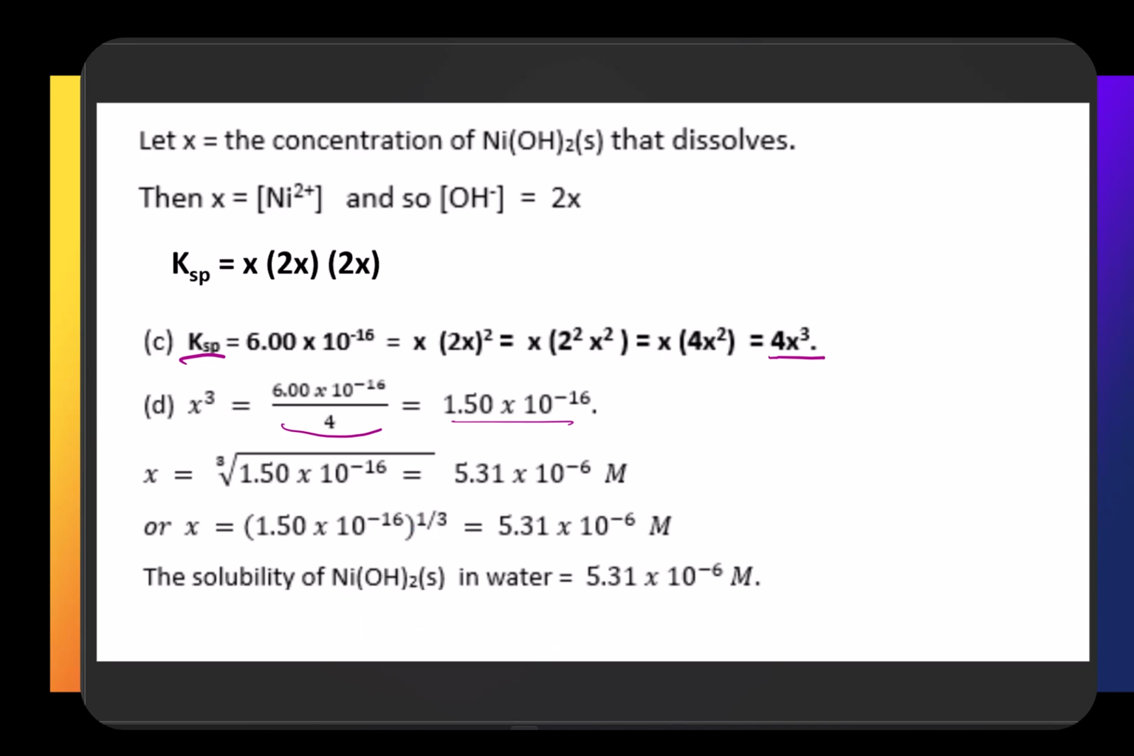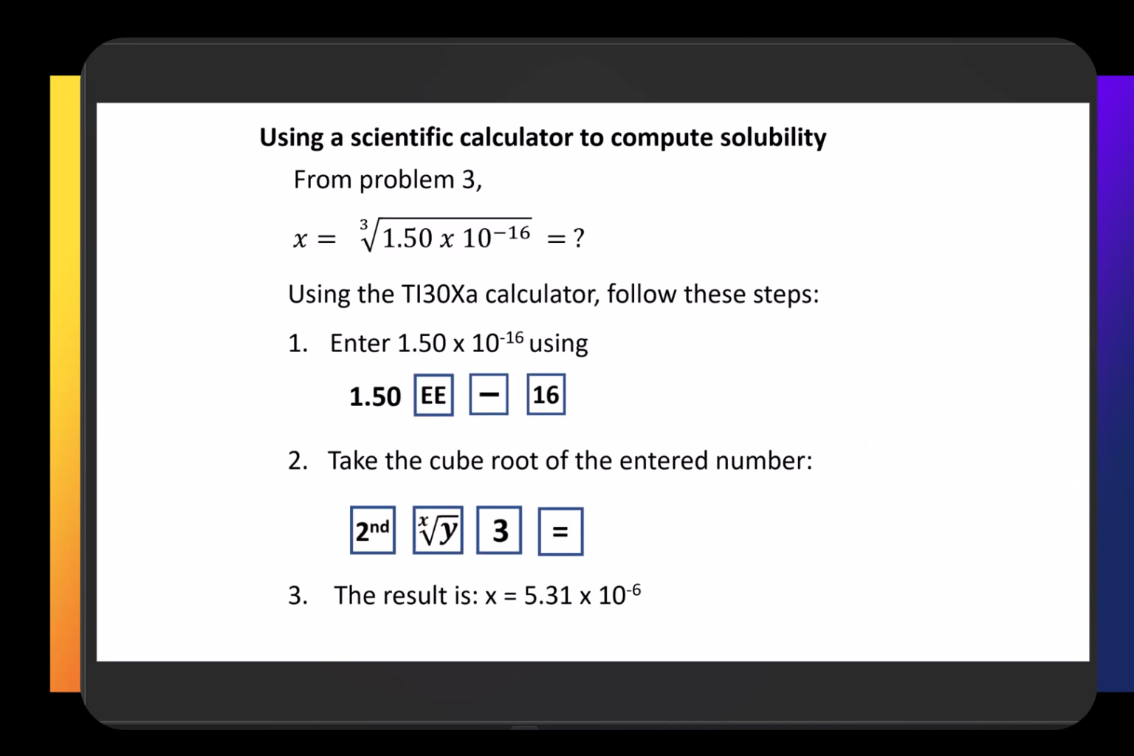You may have a cube root key on your calculator, or in mine I have the x root of y. You use that, or on my calculator you can use y to the x, where the x is 0.333. At any rate, when you take that cube root, you get this X. That X represents dissolved nickel. For every nickel ion dissolved, we lose that amount of nickel hydroxide. So the solubility of nickel(II) hydroxide is the value of X, which is what we're looking for.